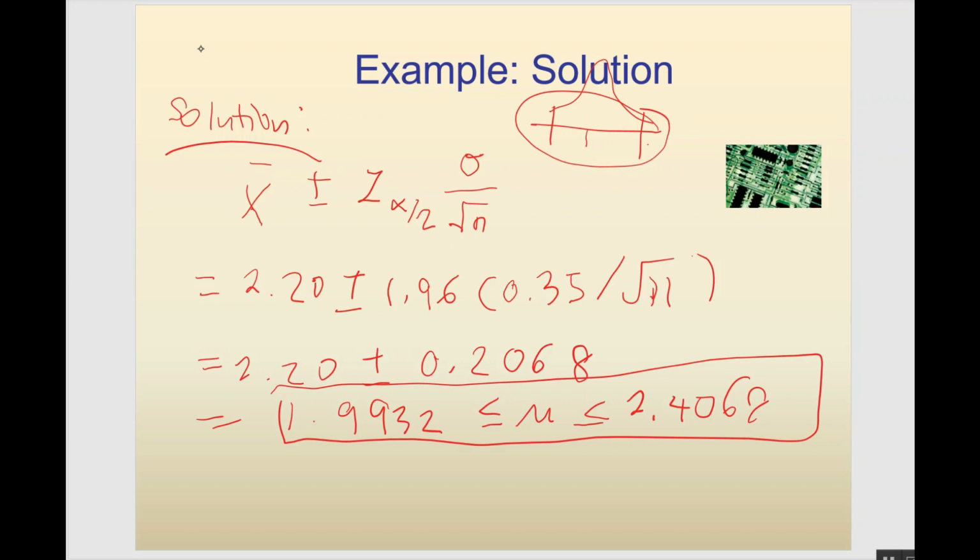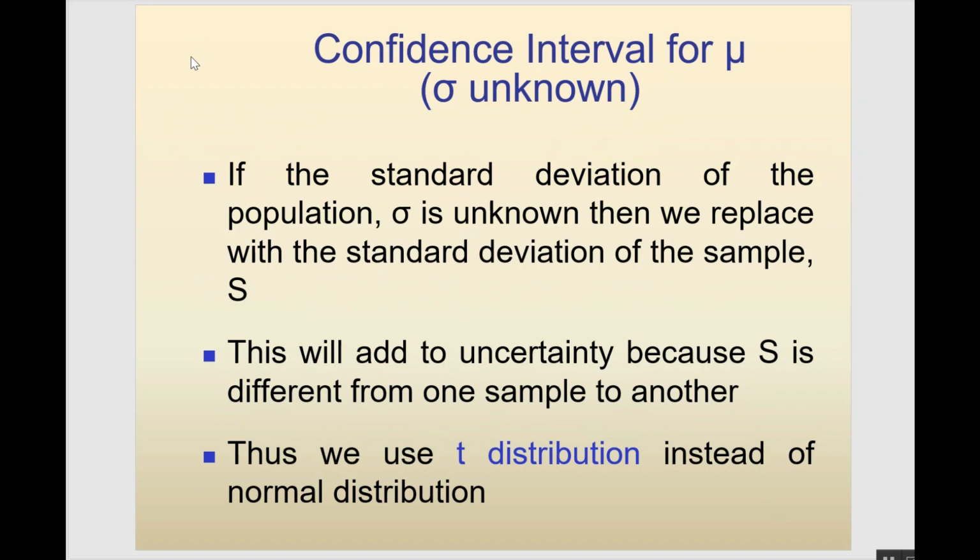So what does it mean? It is believed that 95% of the actual mean resistance is between 1.9932 and 2.4068 ohm. So this is how you interpret this question. Okay, so basically that is for when your standard deviation is known.